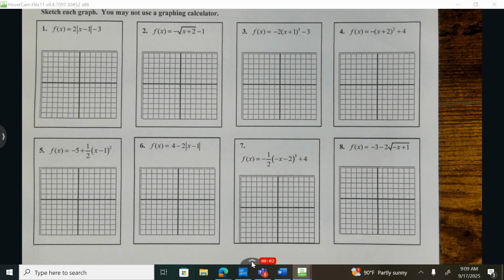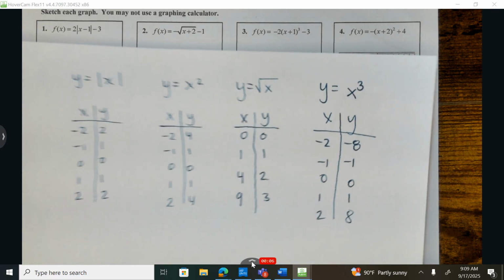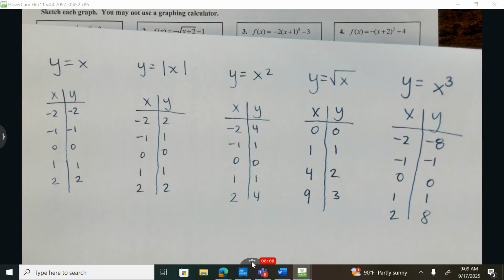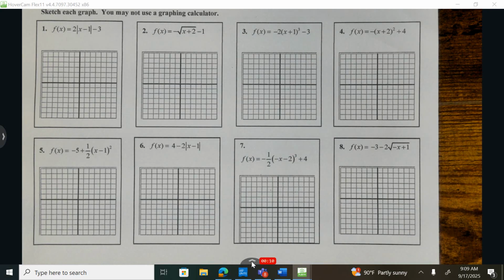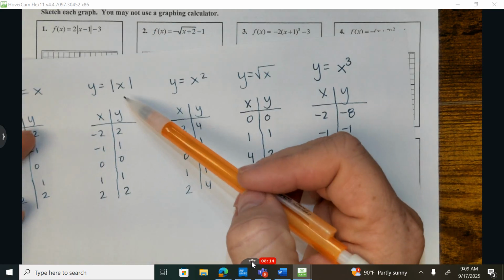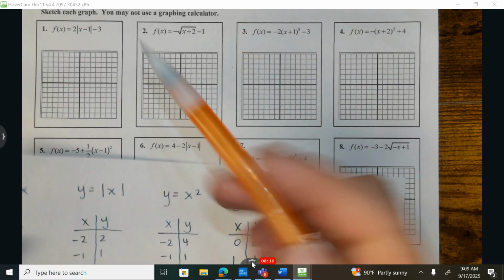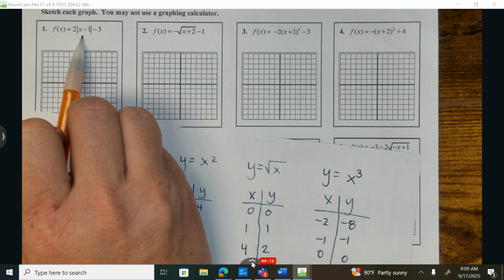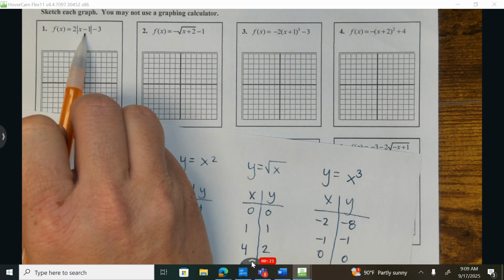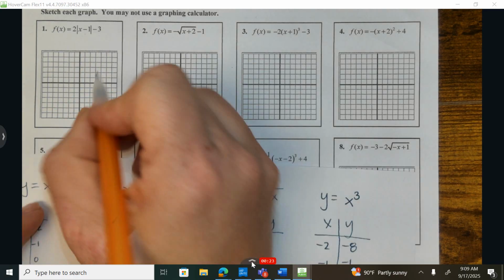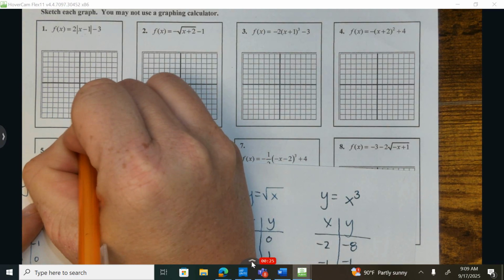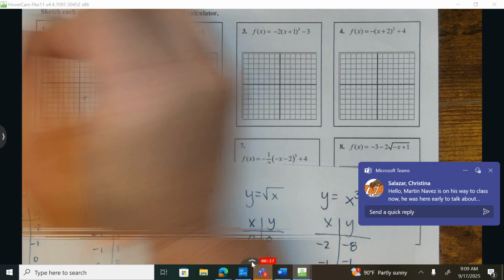In this video, I'm going to demonstrate how to graph questions 1 through 8, and I'm going to use the coordinates from these parent functions. So let's get started. Number 1 I can see is an absolute value question, so I'm going to refer to this ordered pair right here. Now I can see that we are going to translate this to the right 1 and down 3. Right 1 and down 3. And I'm going to cross that part out.